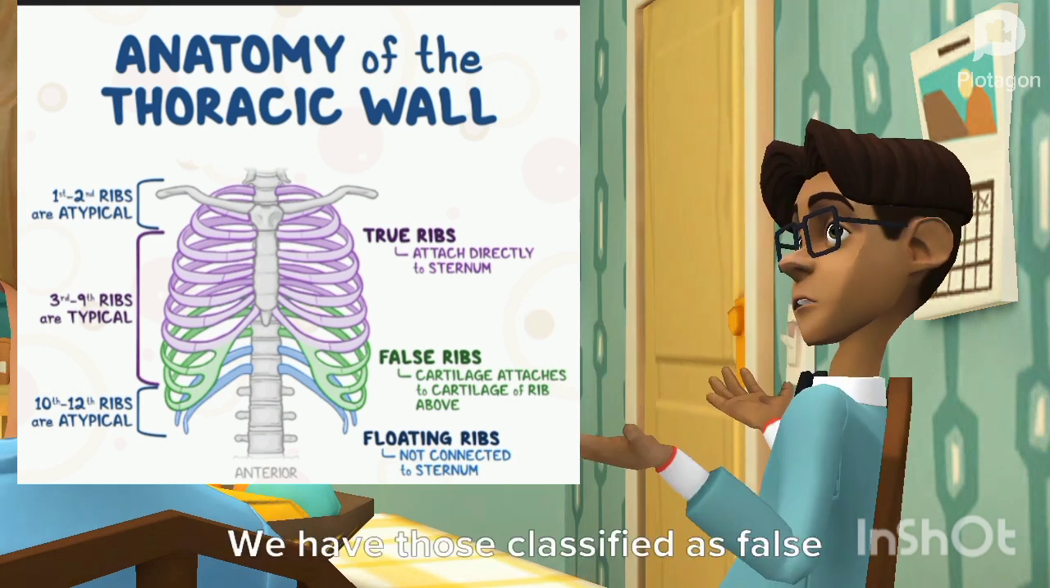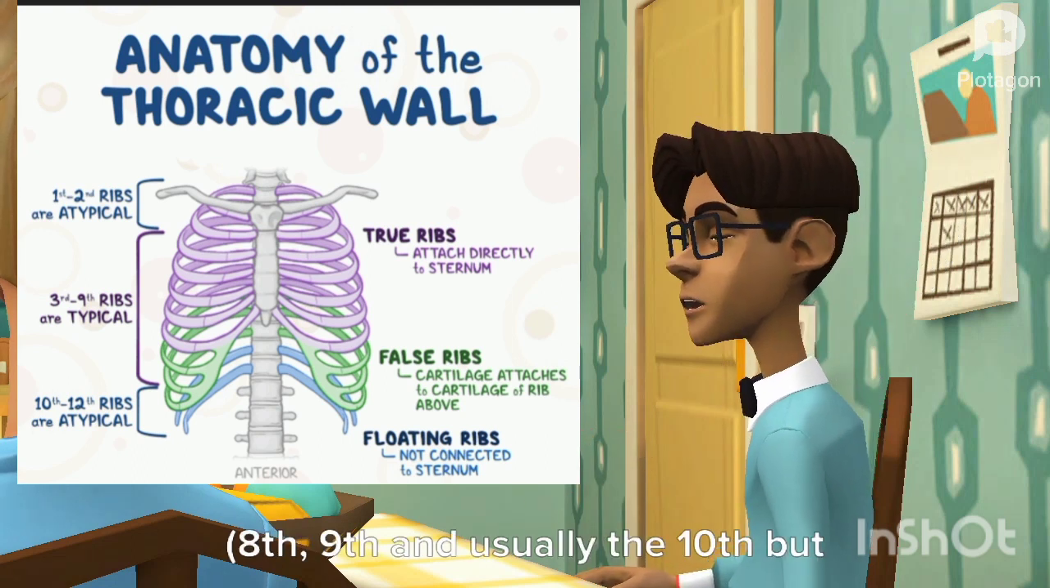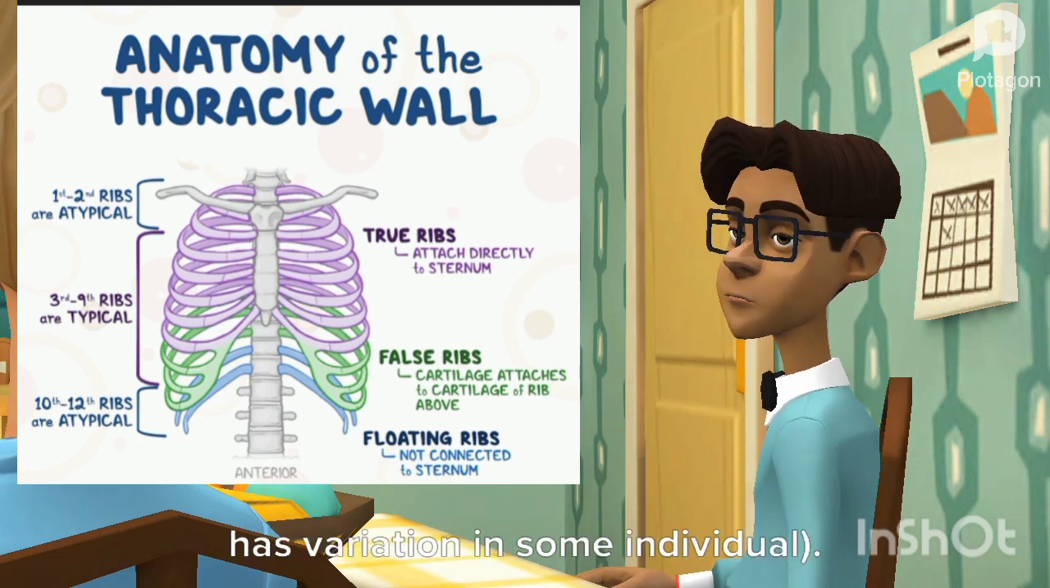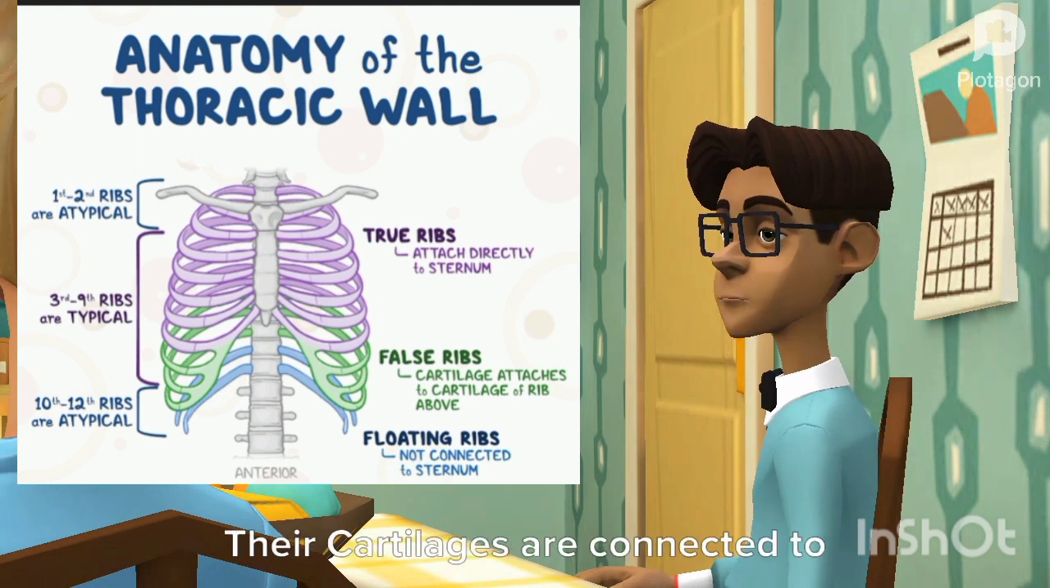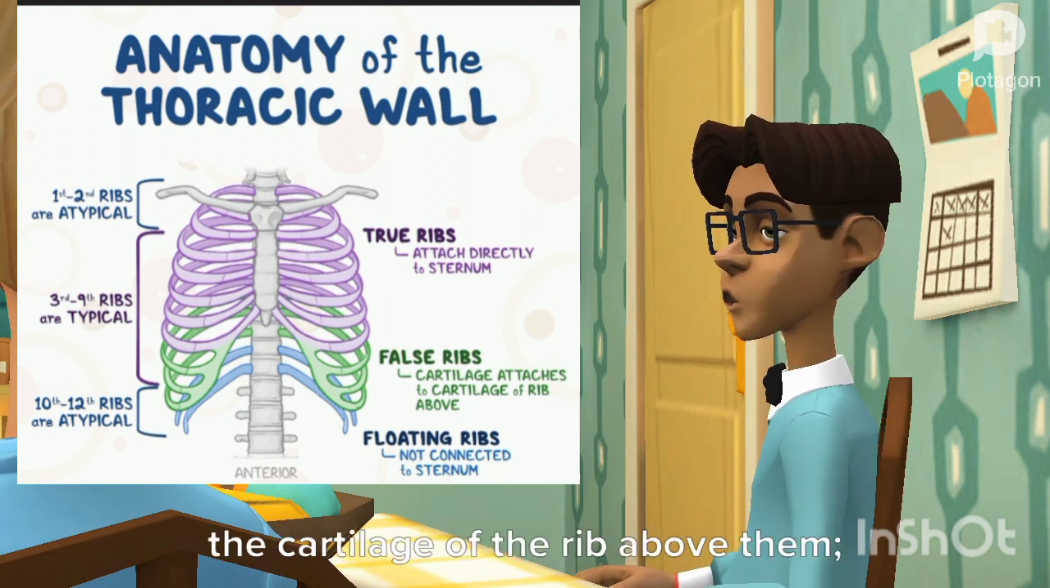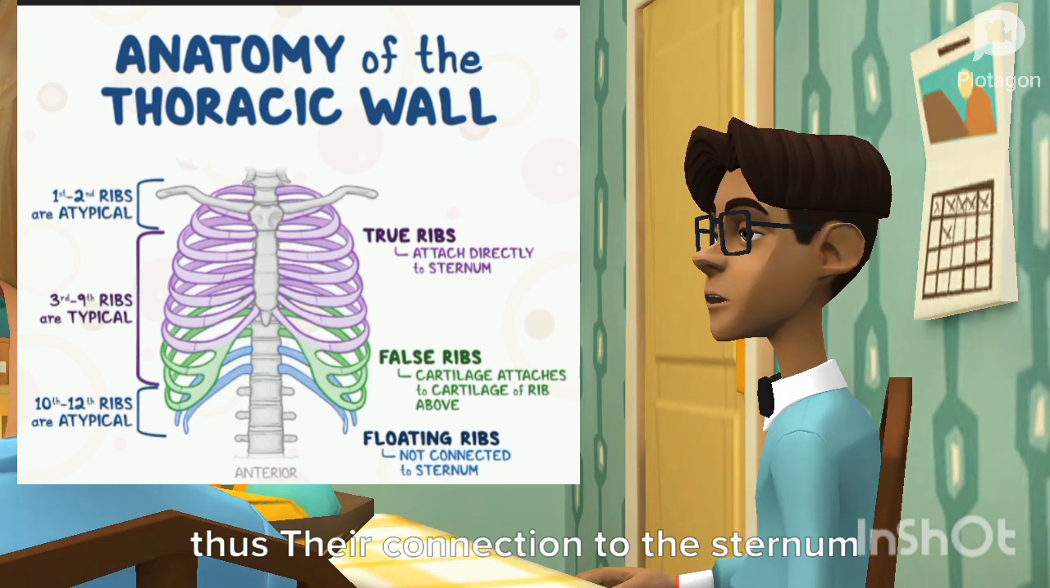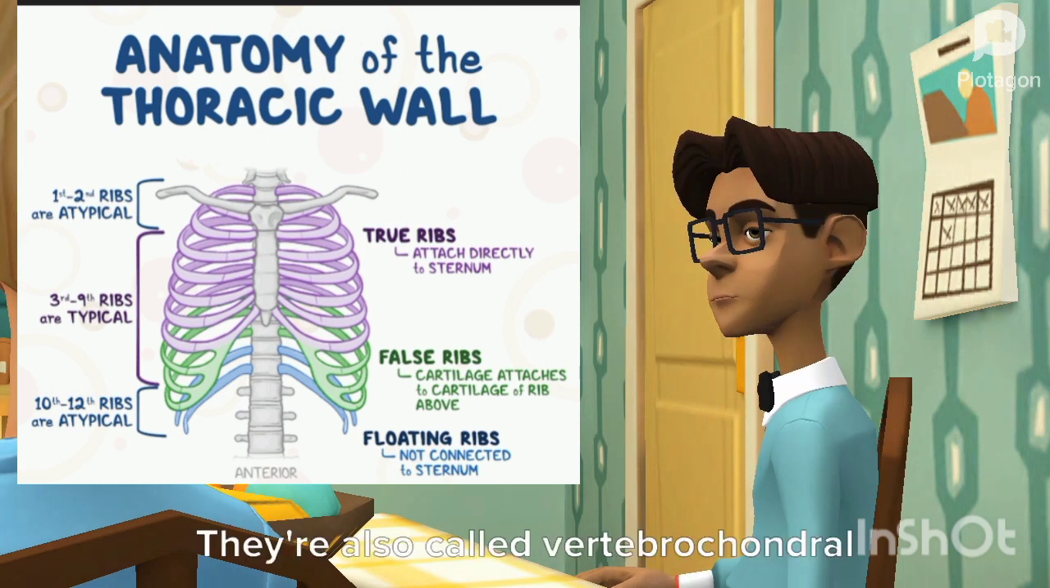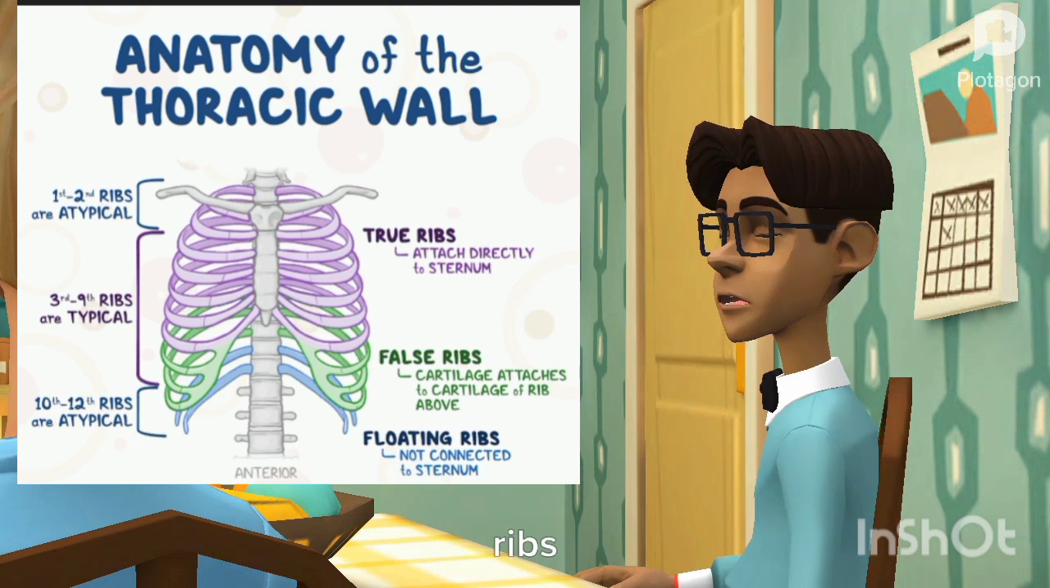We have those classified as false ribs: 8th, 9th and usually the 10th, but there is variation in some individuals. Their cartilages are connected to the cartilage of the rib above them, thus their connection to the sternum is indirect. They are also called vertebrochondral ribs.